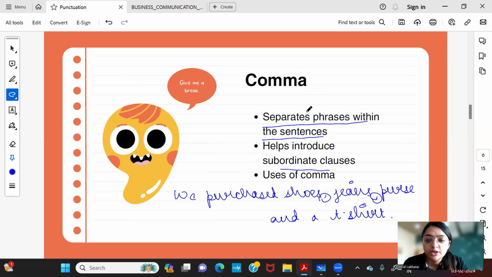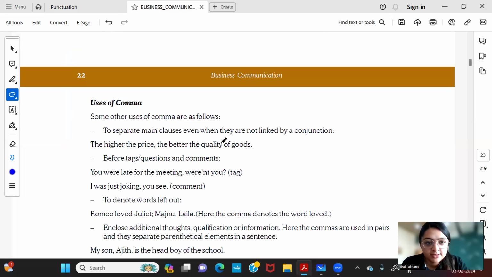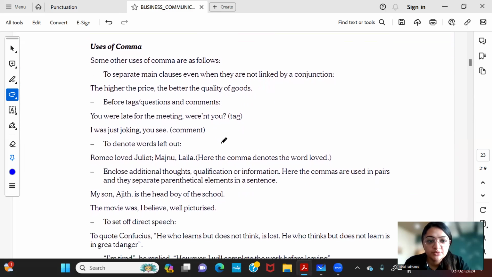So now looking into the detailed usage of a comma, let's go back to our module real quick. Here are the uses of commas which are given in detail in our module. Some other uses of commas are as follows. To separate main clauses even when they are not linked by a conjunction. As I was mentioning, wherever we need to separate the phrases, a comma will be used.